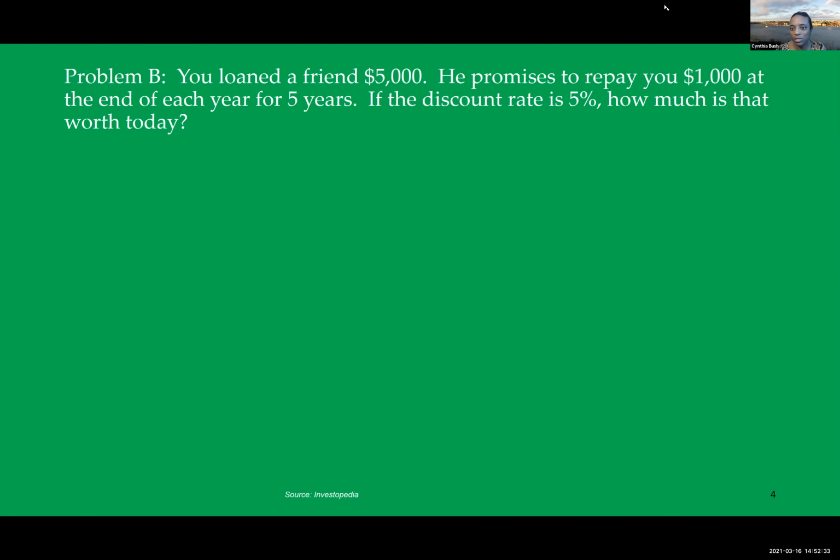I see a few answers coming through now. So again, this must be a really good friend of yours, right? Because you loan him $5,000 today, and your friend promises to repay you $1,000 a year at the end of the next 5 years. What type of annuity is this? Someone just unmute yourself and share.